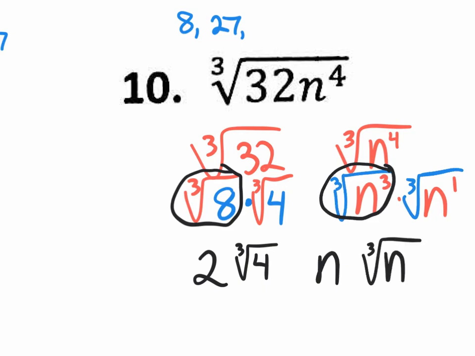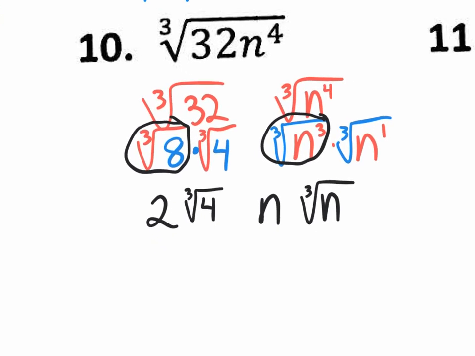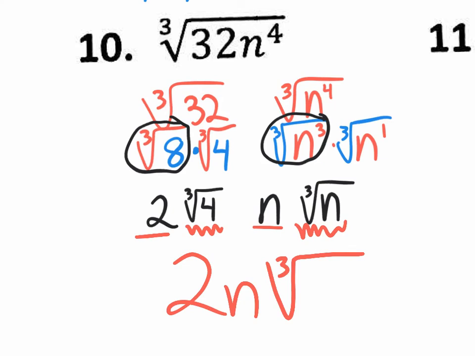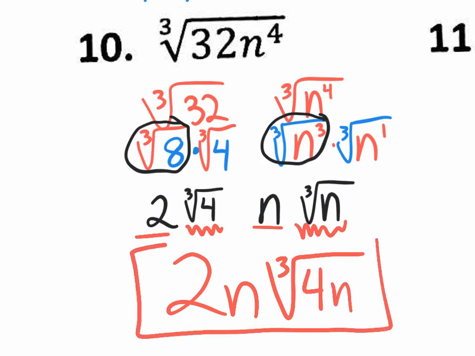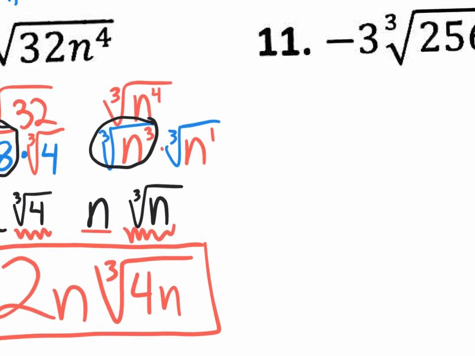So this is our answer. We just need to rearrange it. Let's put the nice values out front, the 2 and the n. And then take the cube root of 4 and the cube root of n and put those together underneath one single cube root, 4n. We are done. Moving on. Number 11.